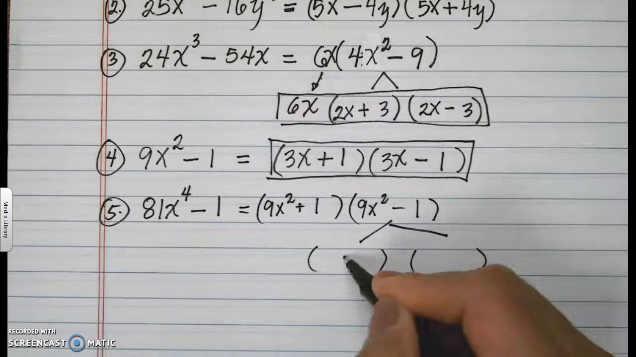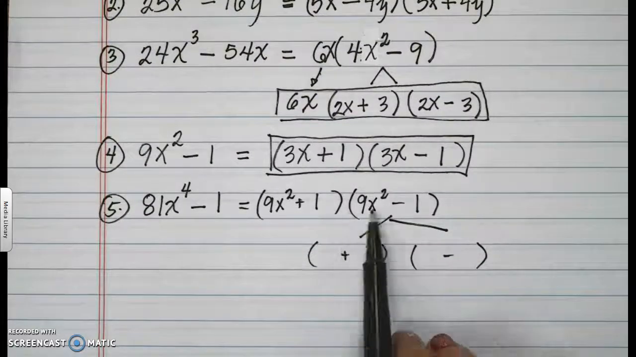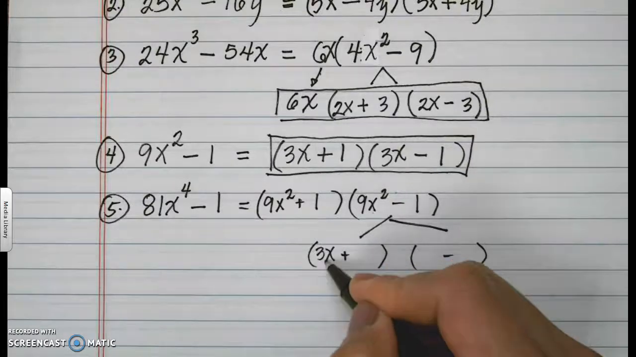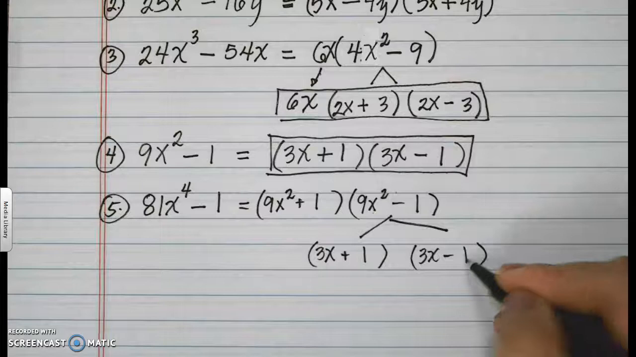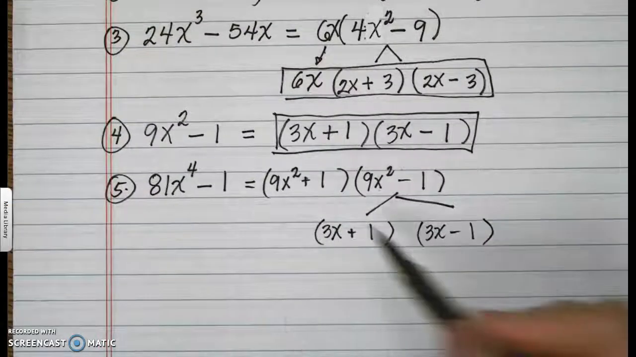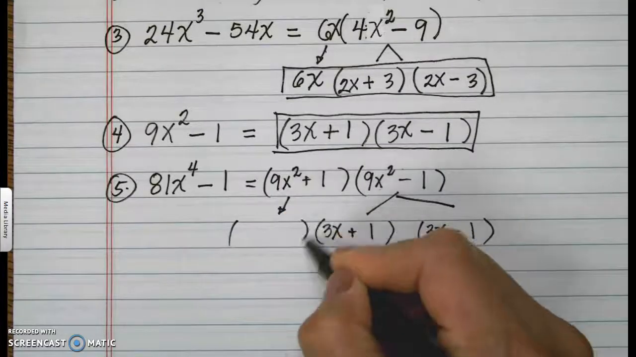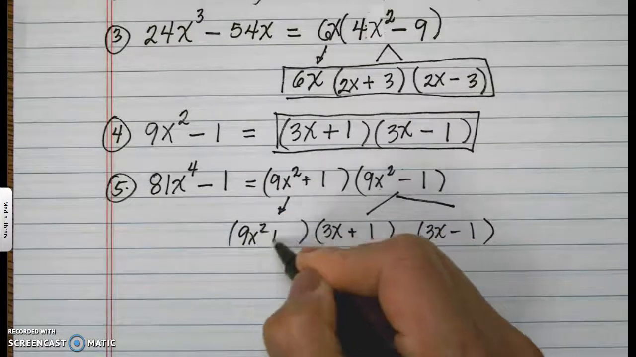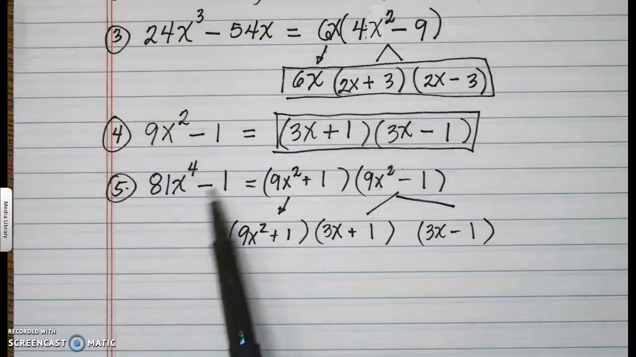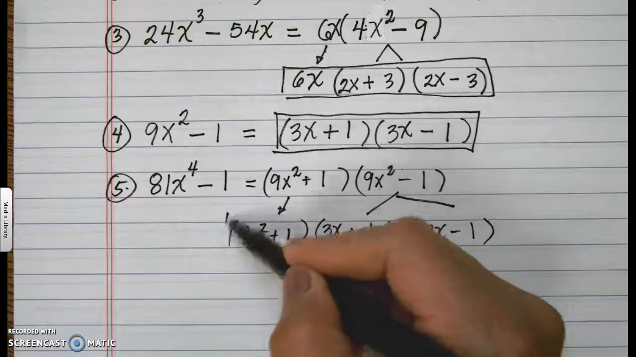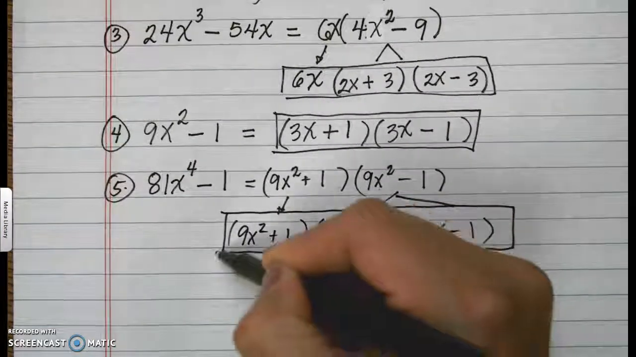Okay, and so one is plus again, one is minus, and the square root of 9x squared is 3x, and this is 3x. The square root of 1 is 1 and 1 again. Therefore, guys, the final, well, I'm going to copy that down. So, 9x squared plus 1. The final set of factors for 81x to the fourth minus 1 are all these. These are your factors.